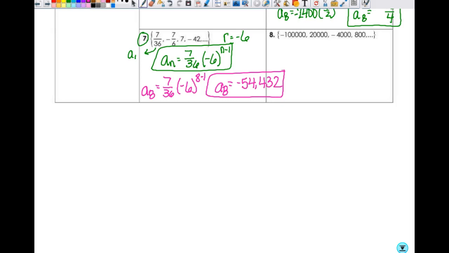All right, so reading the directions correctly is important, right? Because this one said write an explicit rule and find A8. So my explicit rule is in green, and then my A8 is in pink, right? So there are 2 parts to that answer there. All right, does everybody agree with my answer? Do we have any questions? All right, flip it over.